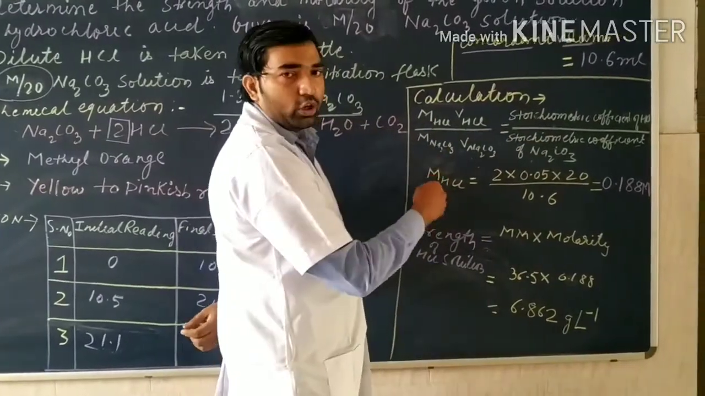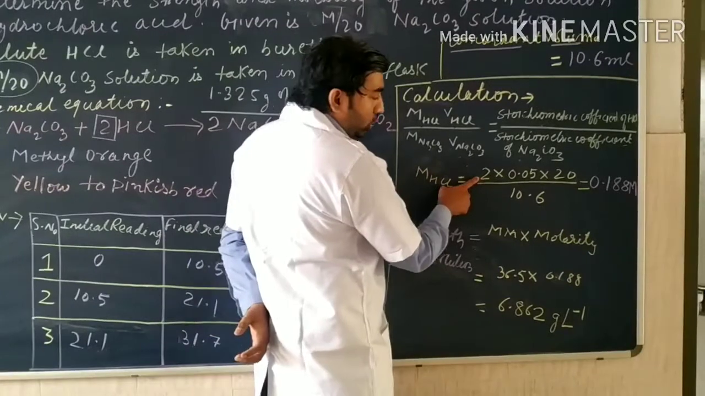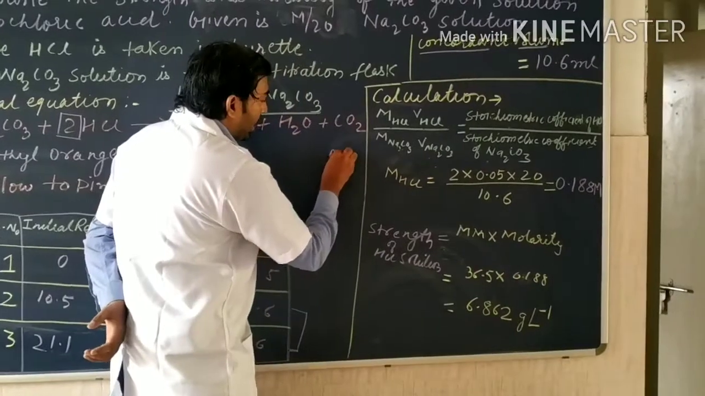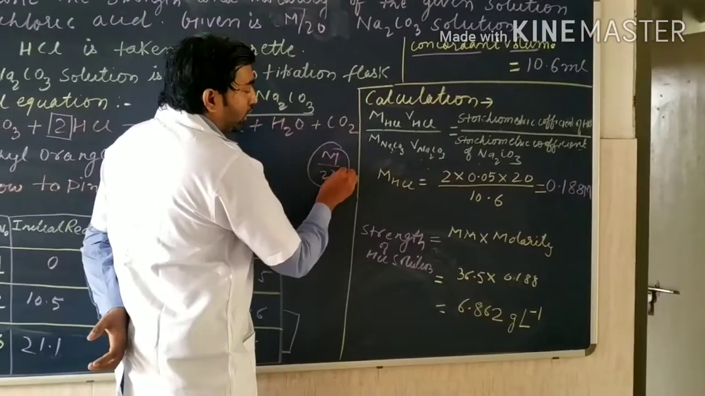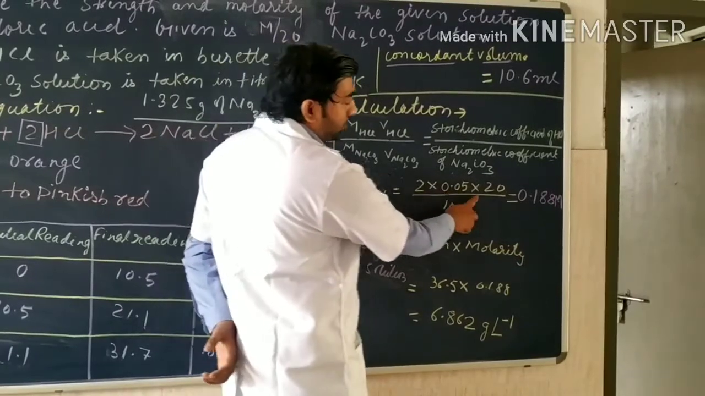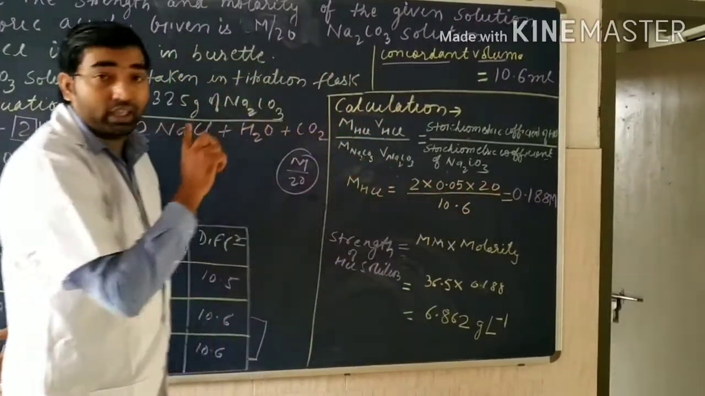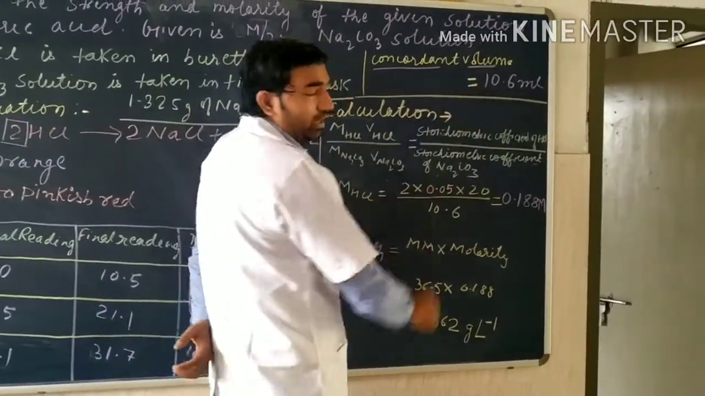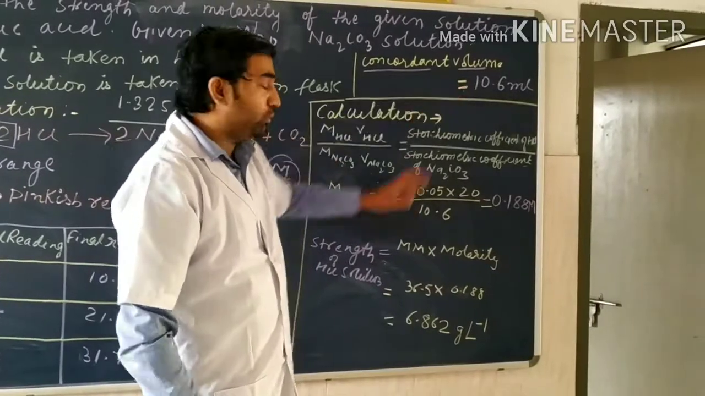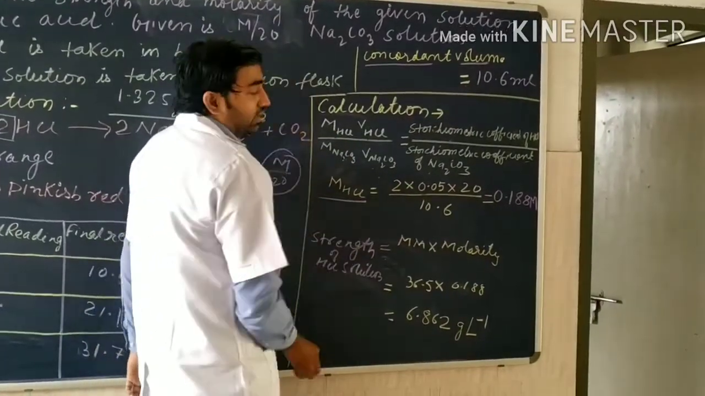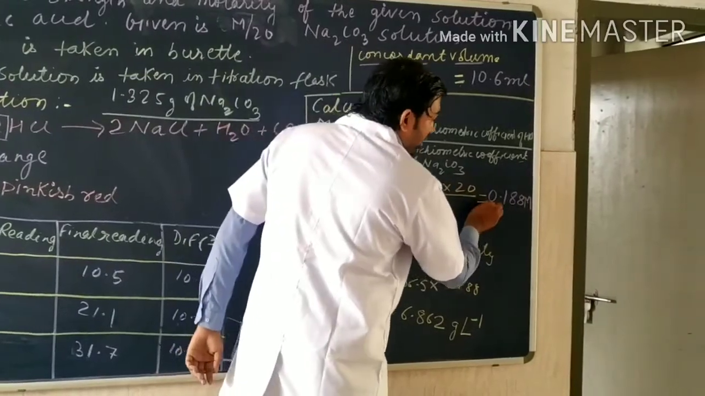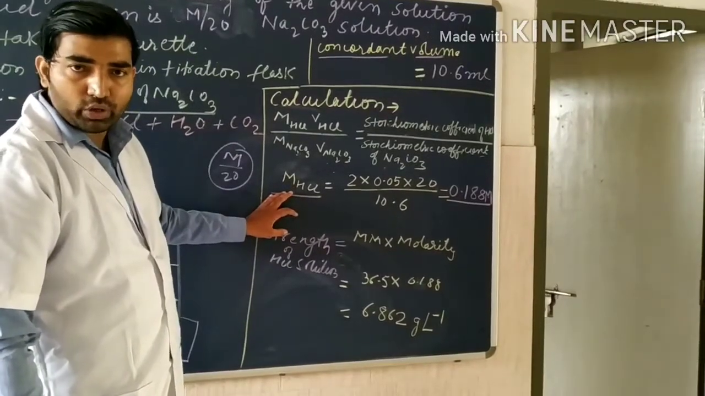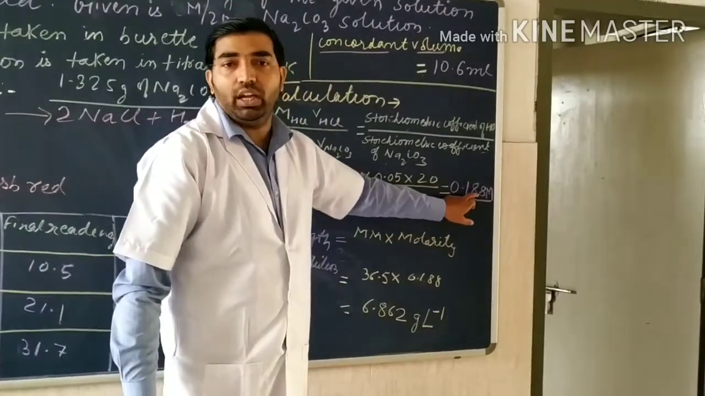When we rearrange this formula to calculate the molarity of HCl, we get 2, which is the stoichiometric coefficient, times 0.05, which is the molarity M, into 20, which is the volume of Na2CO3 taken in the titration flask, and 10.6 is the concordant volume. We have to find the molarity of HCl. When we solve this, we get 0.188 molar solution. Means the molarity of hydrochloric acid is 0.188.